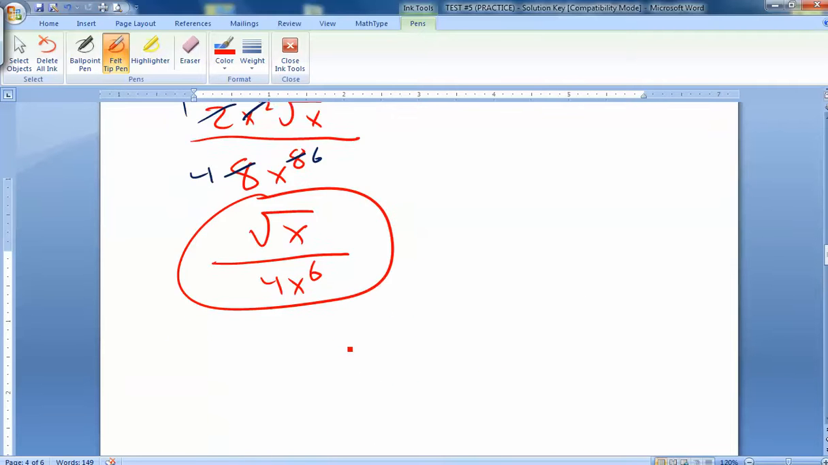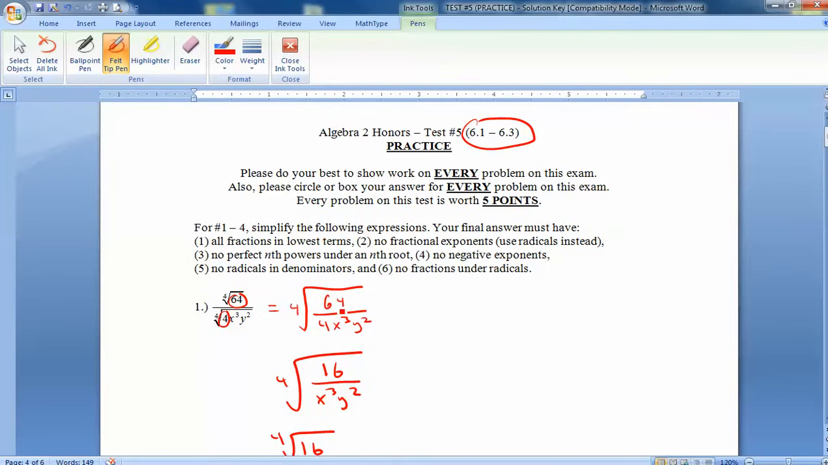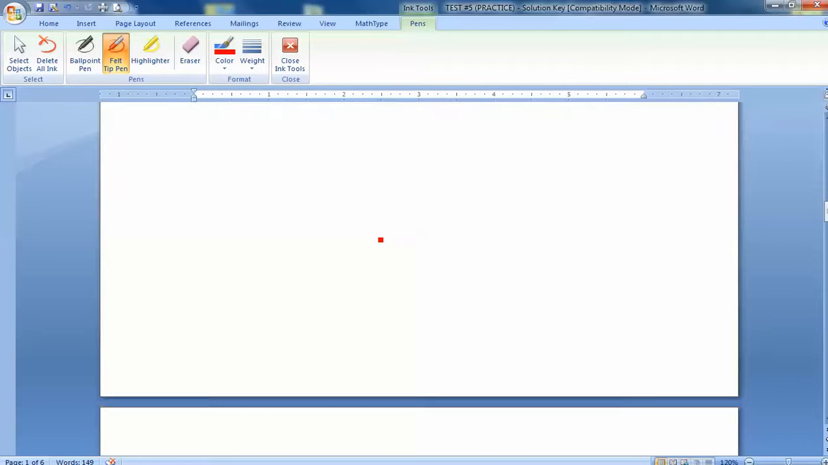And if you look at all of our answers for 1 through 4, we have satisfied all these conditions. None of our answers had fractions that were not in those terms. We had no fractional exponents. We pulled out any perfect powers. No negative exponents, no radicals in denominators, and no fractions under radicals. So that's 1 through 4.